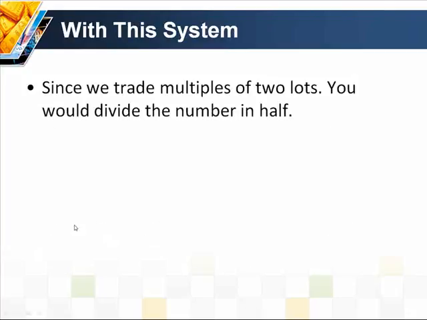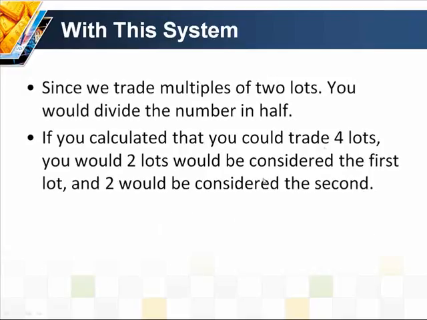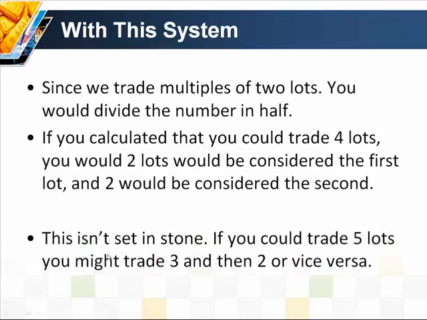We always round down. And with this system, since we're using multiples of 2 lots, you would divide the number in half. So if you calculated that you could trade 4 lots, you would trade 2 lots on the first lot. When we were exiting with that 40 pip stop, we would actually trade 2 lots at that time, and then leave the other 2 in the trade as our second lot. And it isn't really set in stone. If you could trade 5 lots, you might trade 3 as the first lot and then 2 as the second lot, or vice versa. You can vary your trade size a little bit here.